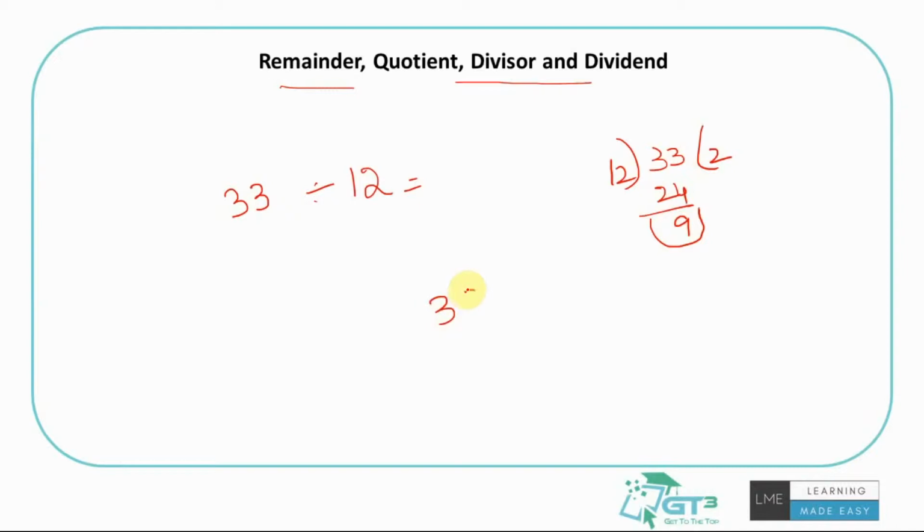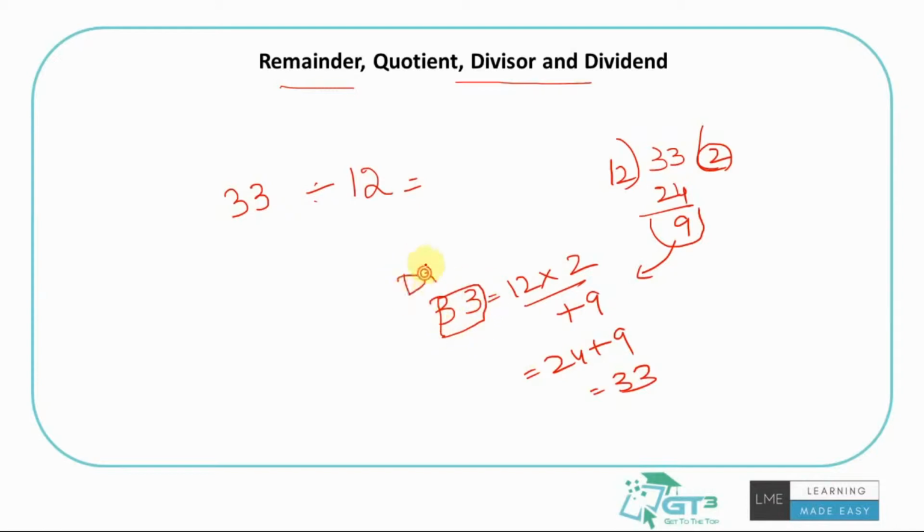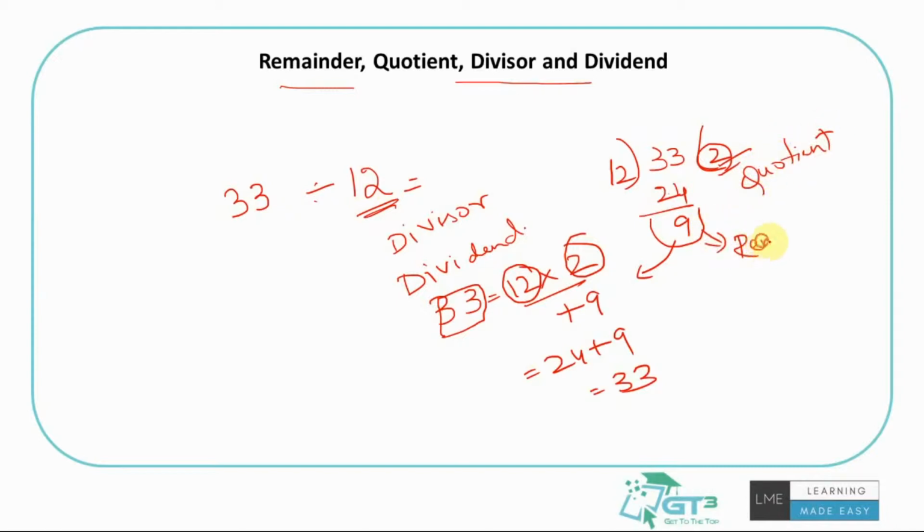So if I write it technically, 33 is basically 12 into this part, plus this part, 9. So 12 2s are 24 and plus 9 is 33. That is what this is. So this is fundamentally called the dividend, and this is what I'm dividing with. This is called the divisor, and what I get here is called the quotient, and the leftover is fundamentally the remainder.